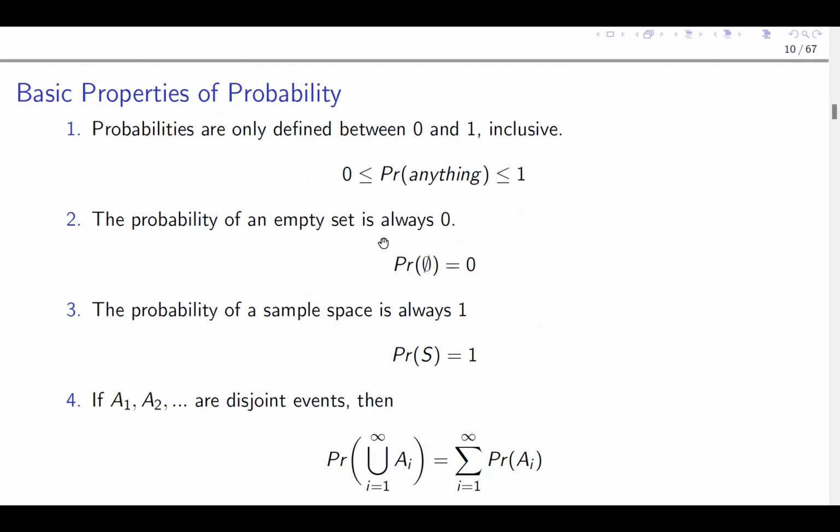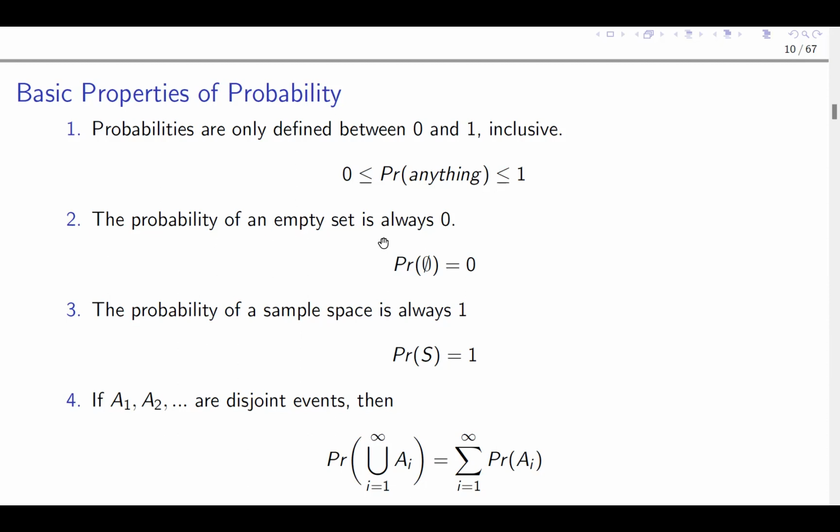Number 3, the probability of a sample space is always 1. The sample space consists of all possible elements. So the probability of that sample space, definitely it will happen because it consists of all possible elements of that event or that experiment. So that's equal to 1.